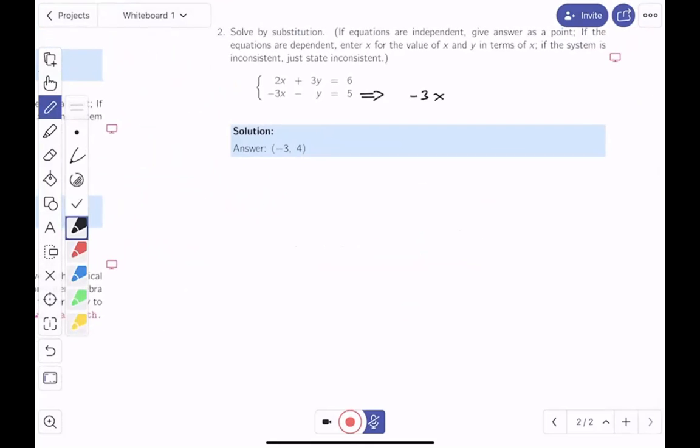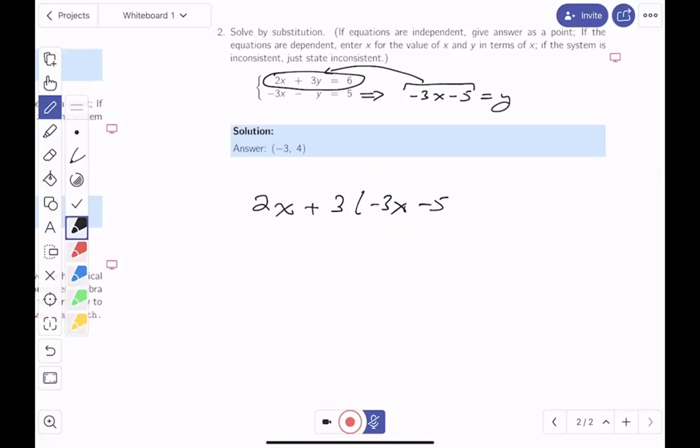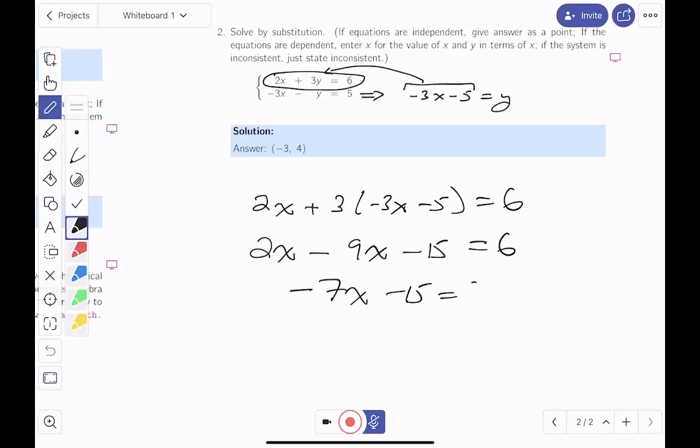-3x - 5 = y. And then you're going to take this, which is y now, and substitute it into that equation over here. Let's put that down. What do you get? 2x + 3 times y, which is -3x - 5, equals 6. Let's put this down. 2x - 9x - 15 = 6. 2x - 9x is -7x - 15 = 6. I'm going to add 15 to both sides. That would be 21. x would be equal to -3.